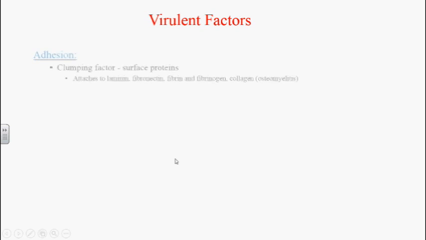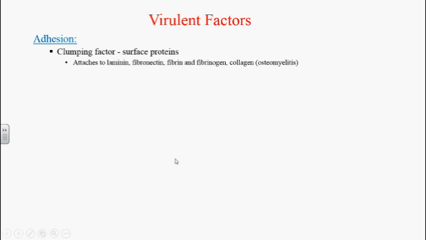Virulence factors. In addition, Staphylococcus aureus always has clumping factors. We can call them surface proteins. These clumping factors always try to attach to laminin of the host cells, fibronectin, fibrin, fibrinogen and collagen. By attaching to fibrinogen and collagen, they can, the majority of the time, cause osteomyelitis. In osteomyelitis, attachment to fibrinogen and collagen plays a major role.